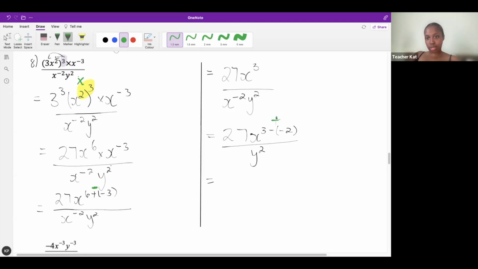Okay, it's the wrong pen. A positive, which then means I'm going to be left with 27 x to the power of 3 plus 2, which is 5 over y squared.